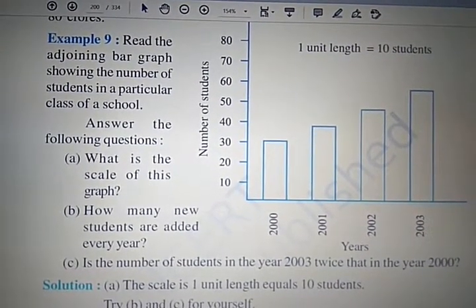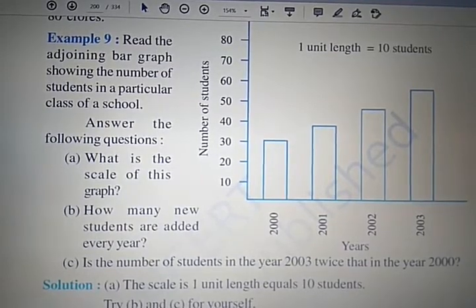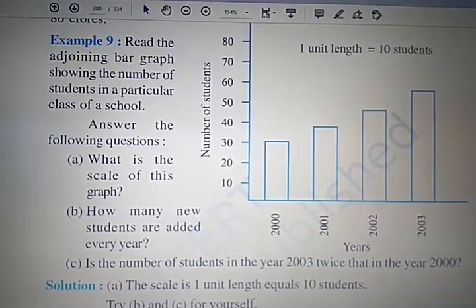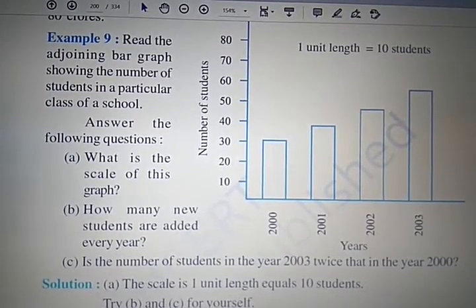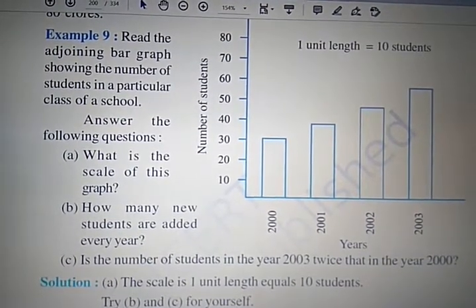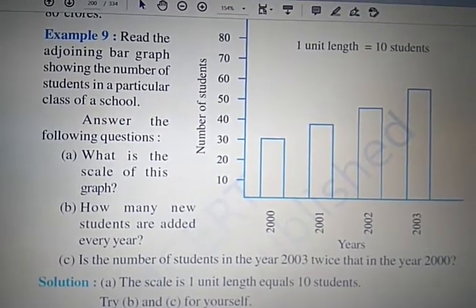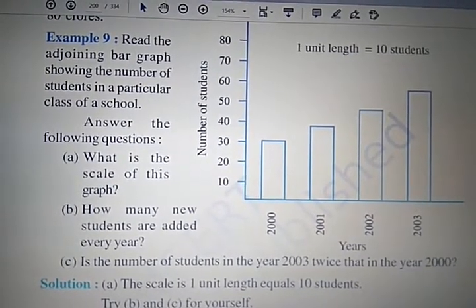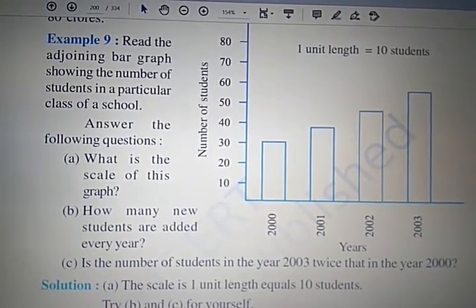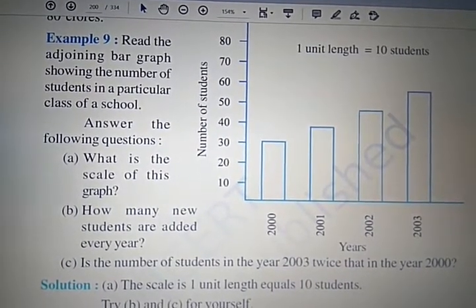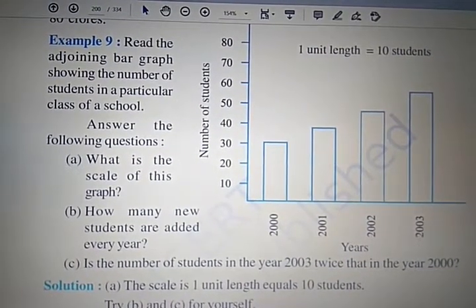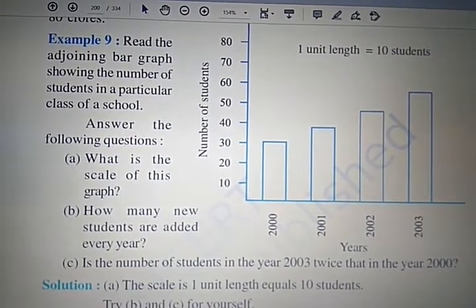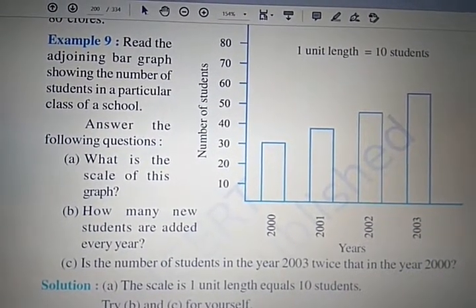And in C: is the number of students in the year 2003 twice that in the year 2000? So in 2000 there are 30 students, but in 2003 it is 60. It means that here 30 and here 60. So 60 is double 30. So our answer is yes.